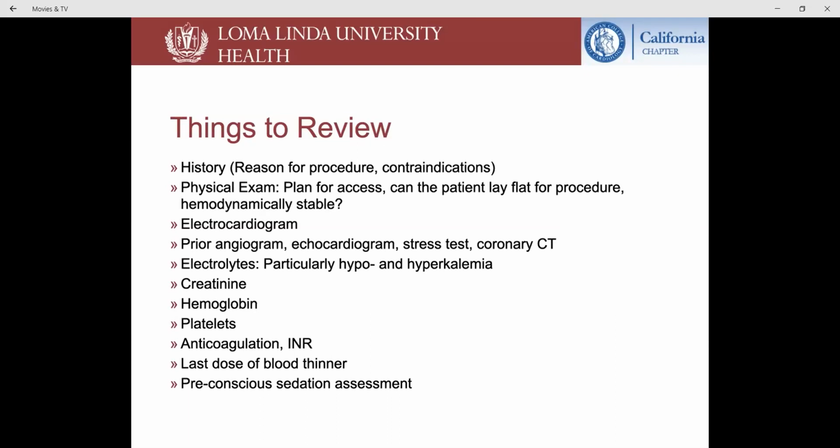Looking at their hemoglobin, assessing for worsening anemia or potential occult bleed. Looking at their platelets, reviewing their anticoagulation status if they're on Coumadin, looking at their INR. Otherwise, looking at the last dose of their blood thinner like Eliquis or Xarelto. And then doing your pre-conscious sedation assessment. Every institution that you will train at will do a pre-test to teach you the pre-conscious sedation assessment.